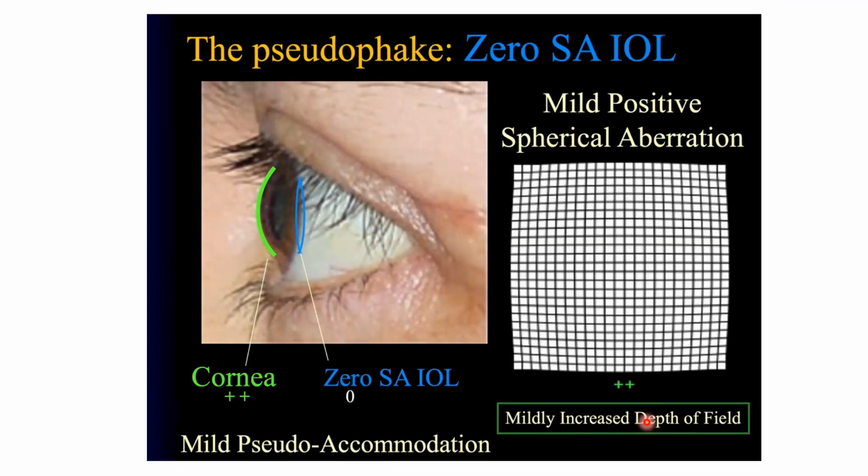Contrast that with a pseudophakic eye with a zero spherical aberration IOL. The cornea has a positive spherical aberration. The zero SA IOL has a zero spherical aberration. This mild positive spherical aberration is going to give us mildly increased depth of field, which is going to help us get a bit of depth of focus.